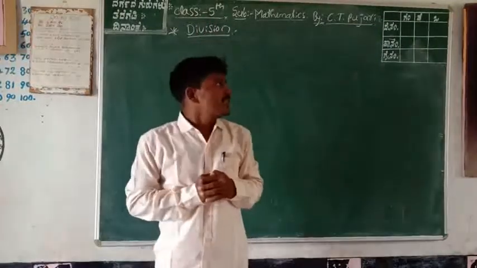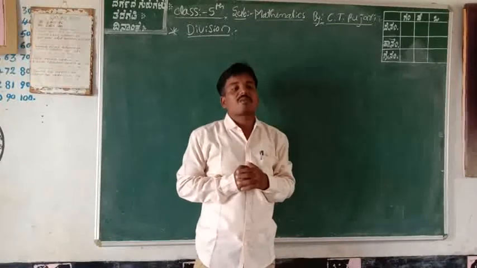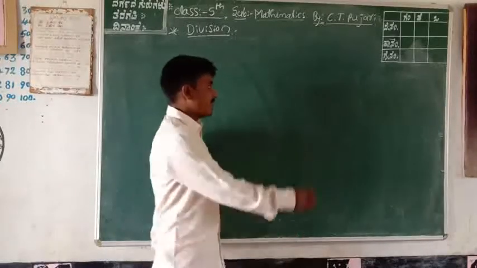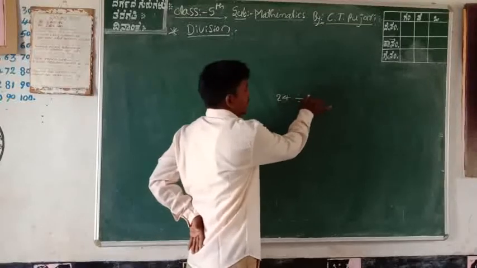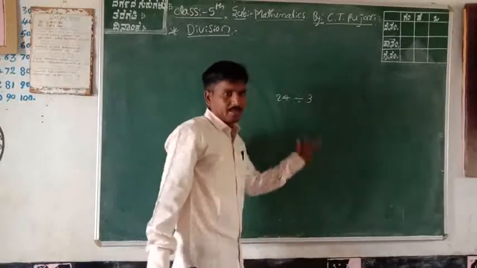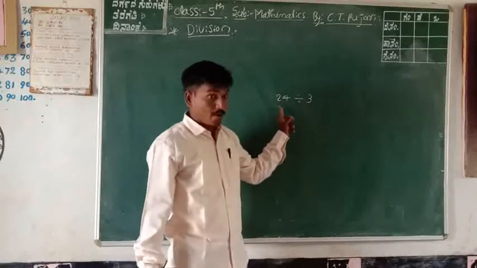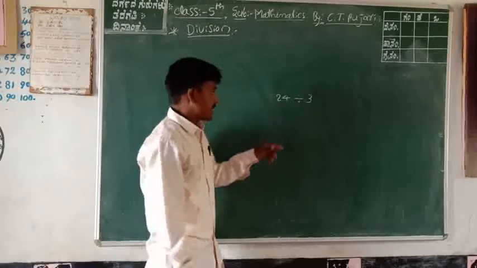Dear students, you learned about division in your previous class also. A very simple example of division is that 24 is divisible by 3. This is one example. The sign is division. Therefore, 24 is divisible by 3. Got it?